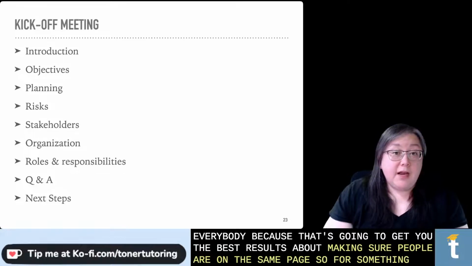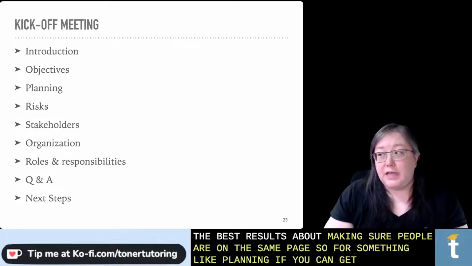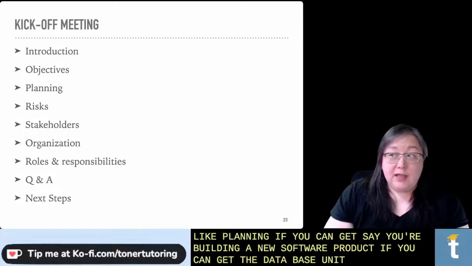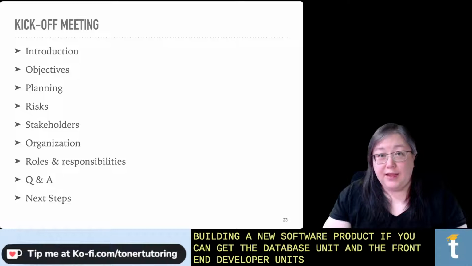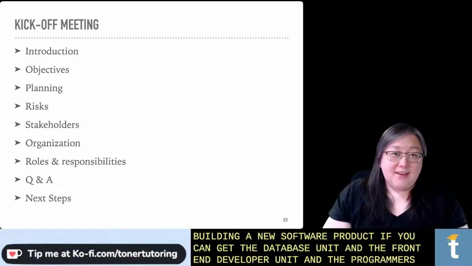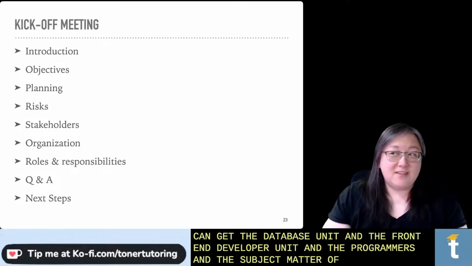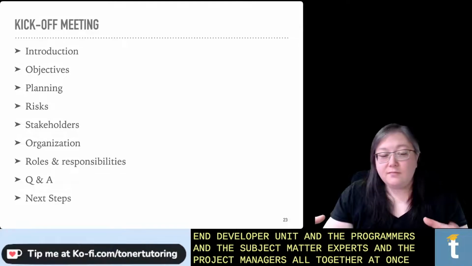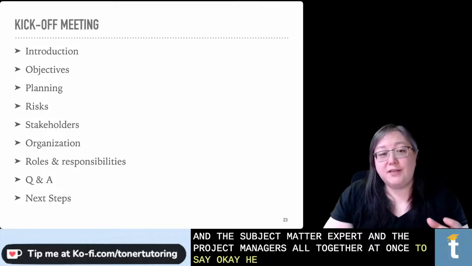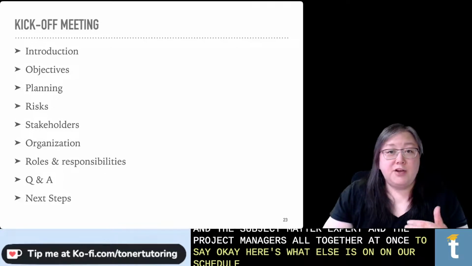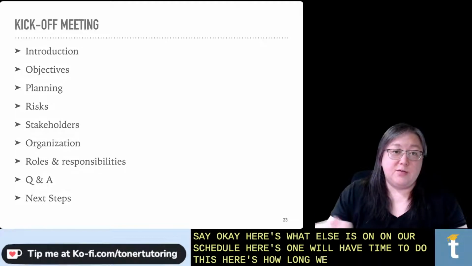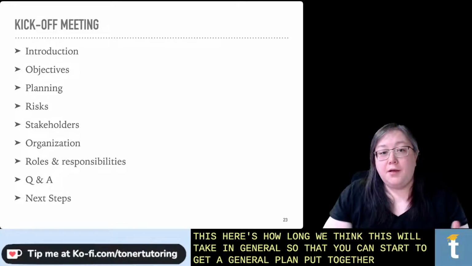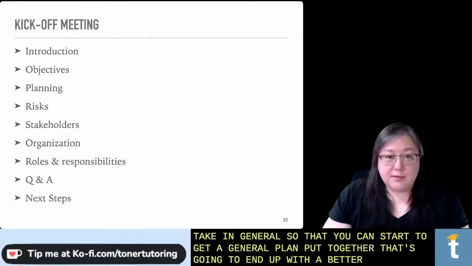So for something like planning, say you're building a new software product, if you can get the database unit and the front-end developer unit and the programmers and the subject matter experts and the project managers all together at once to say, okay, here's what else is on our schedule, here's when we'll have time to do this, here's how long we think this will take in general, so that you can start to get a general plan put together, that's going to end up with a better result, right?